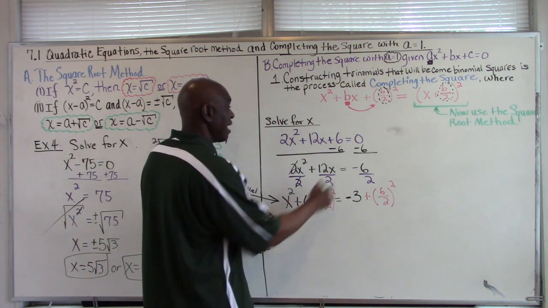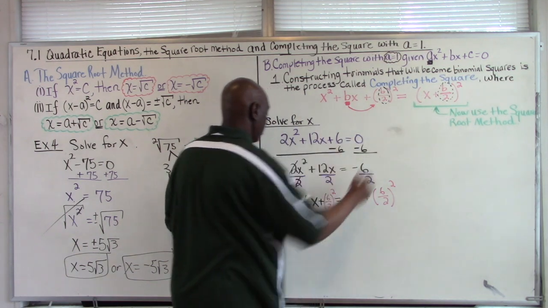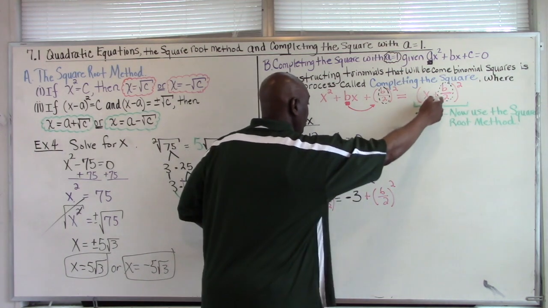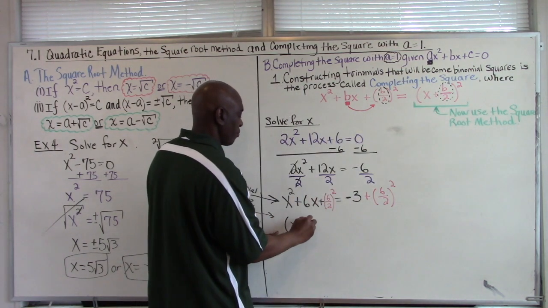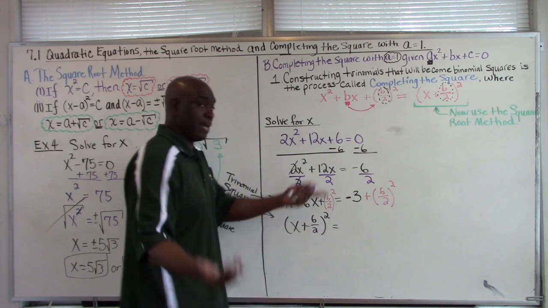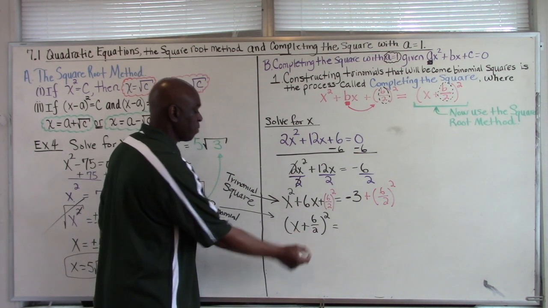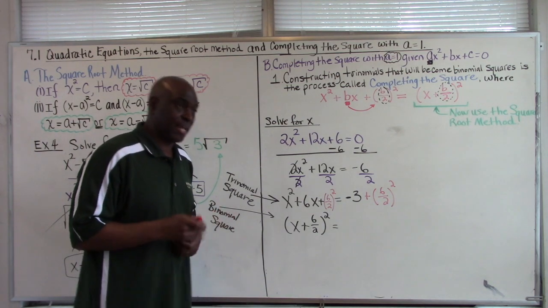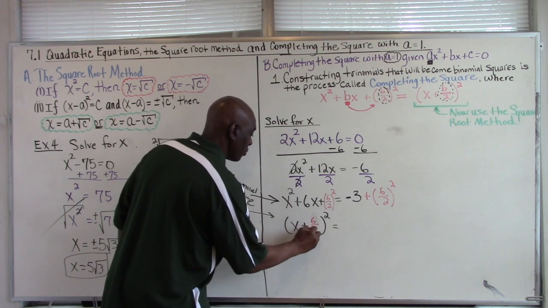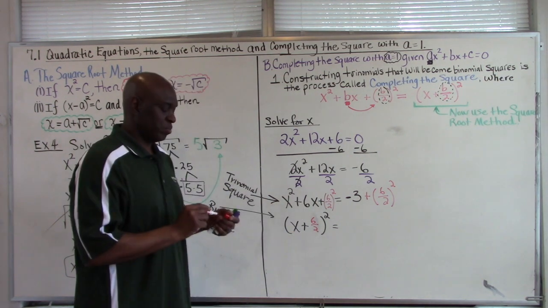So now I can write this as x, parenthesis, and then x plus b over 2, where b over 2 is 6 over 2, quantity squared. See that? You can go straight from the trinomial square into the binomial square. Let me keep it color coordinated and write this 6 over 2 in red. You can go from here directly to here. Direct shot.